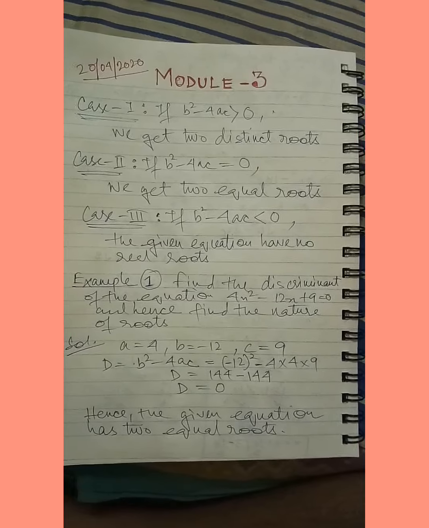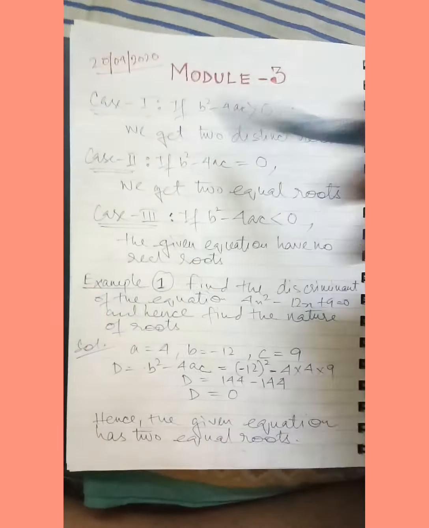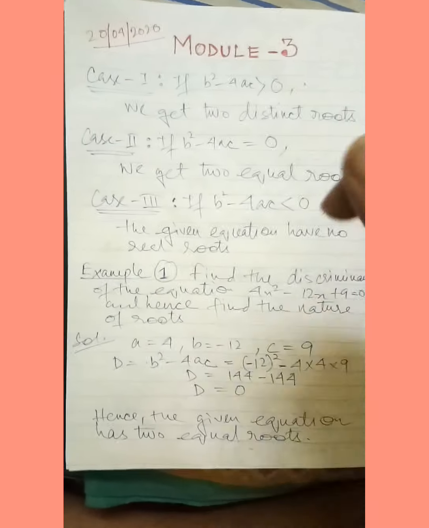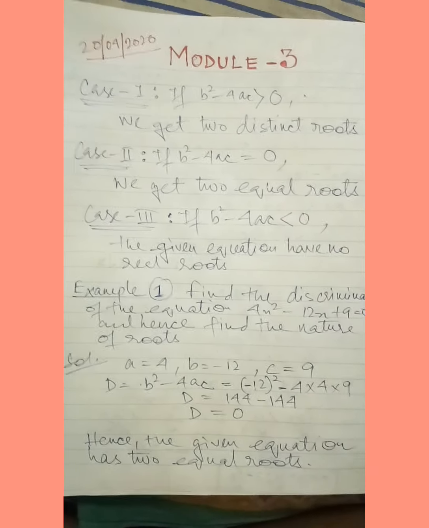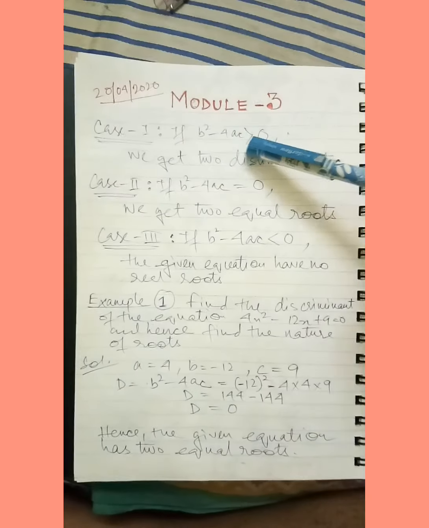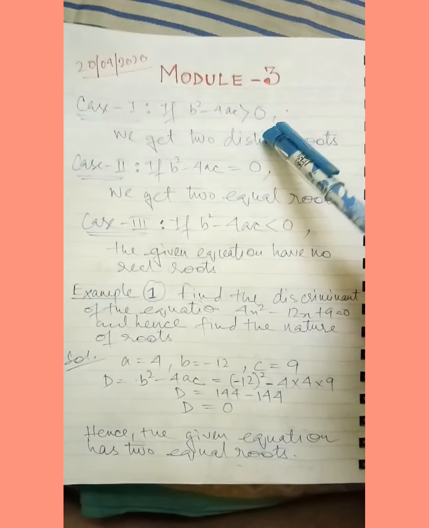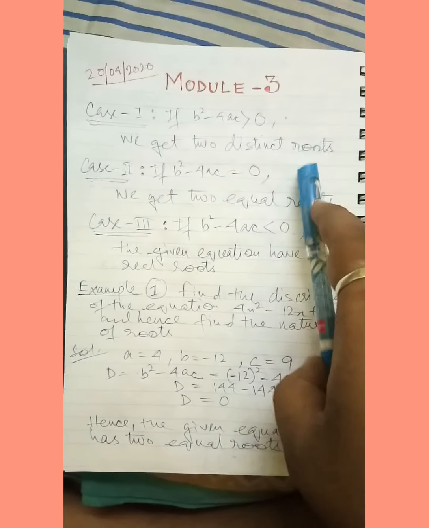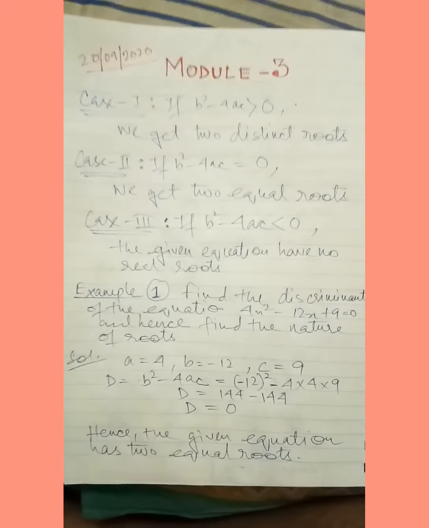Today we'll start with module 3. Last day you have done case 1, case 2 and case 3. I have revised once in case you have forgotten, but you have to keep these things in mind. See what is written: if b square minus 4ac is greater than 0, what will we get? We get two distinct roots. This was discussed last day also. Today I'll be showing how two distinct roots come.